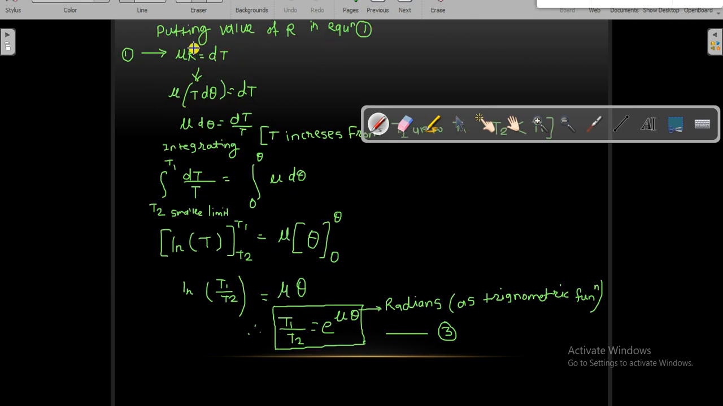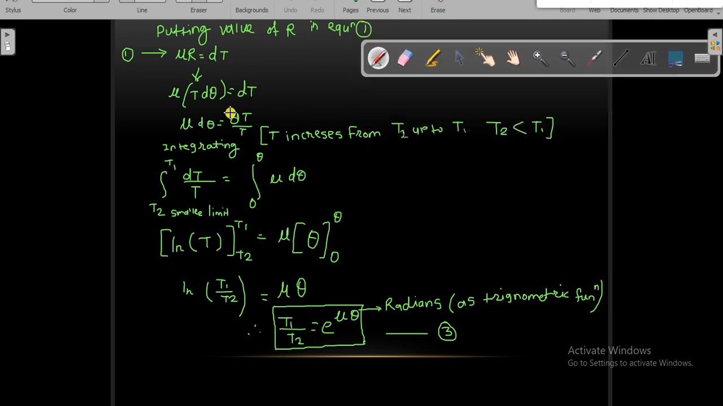Here we have put the value of r equal to t d theta and we have got this equation. Now we know that the value of t, that is tension, varies from T2, that is the smallest value, up to T1, that is the maximum value. So the lower limit will be T2.